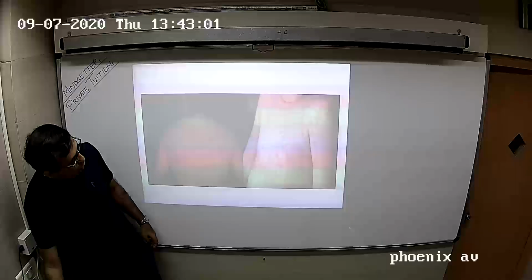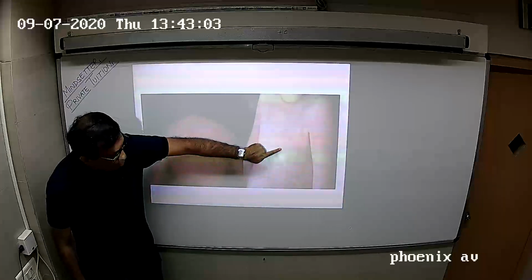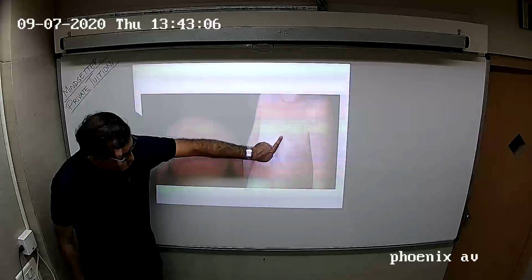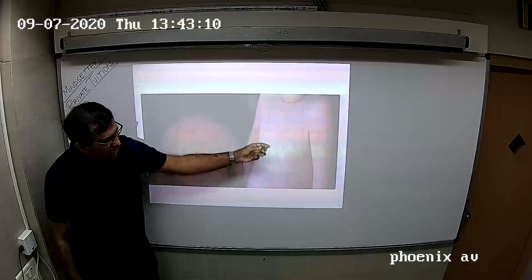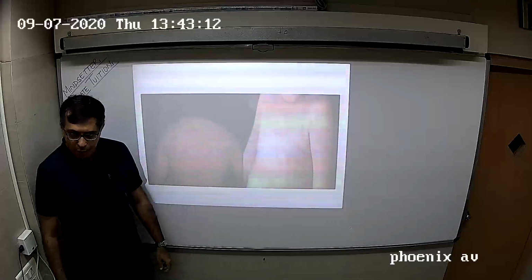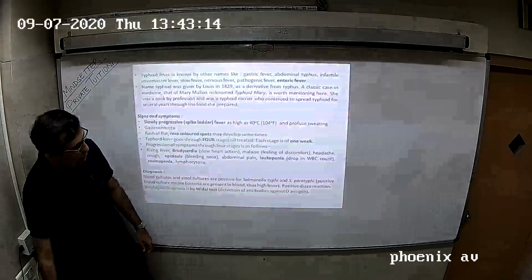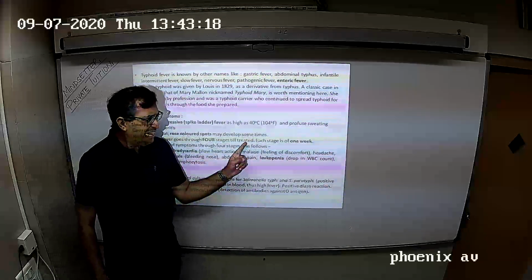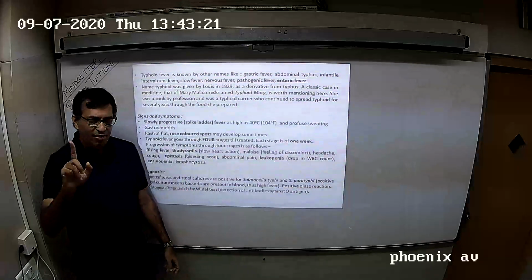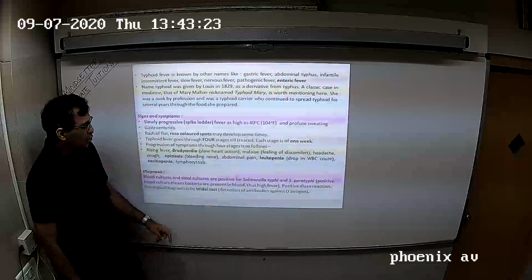So sir, these rose color spots appear on the body, and if you press on those rose color spots, the spot will disappear. You remove your finger, and the rose spot will reappear. So those are classical rose spots which appear, and typhoid fever goes through 4 stages till treated. Each stage is of 1 week. There are 4 stages of one week each.